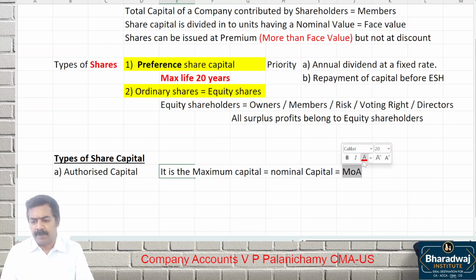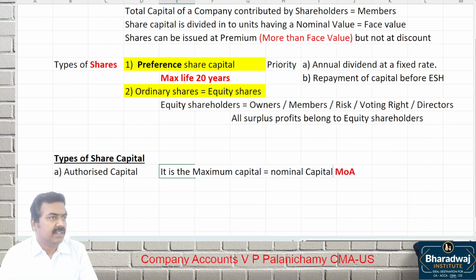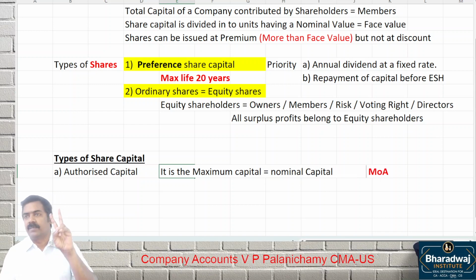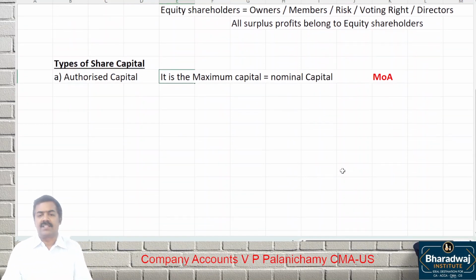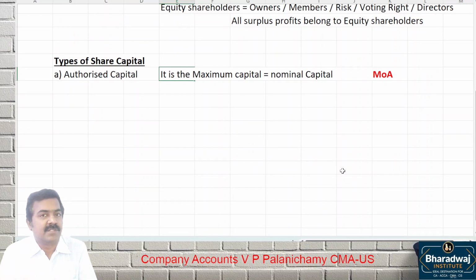A company should prepare which one? Memorandum of association. As a capital clause, you will mention the capital with which the company is registered. That will be mentioned in which one? Memorandum of association. There are two documents, memorandum and which one? Articles. In the memorandum of association, the name of the company will be there, the liability clause will be there, and the capital clause will be there. In the capital clause you will mention it. That is called which capital?